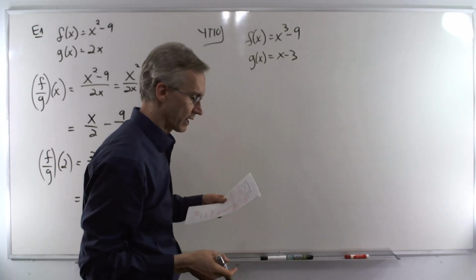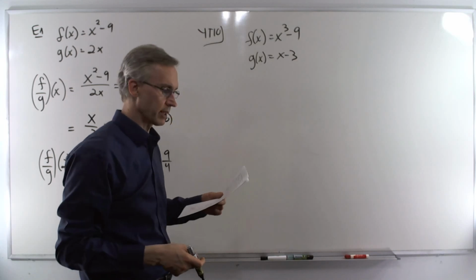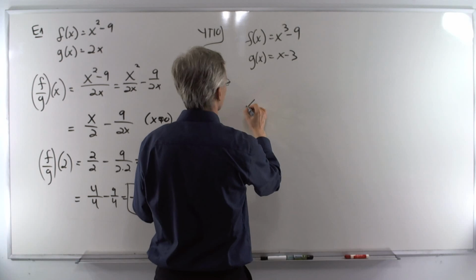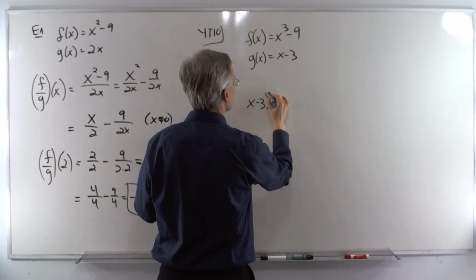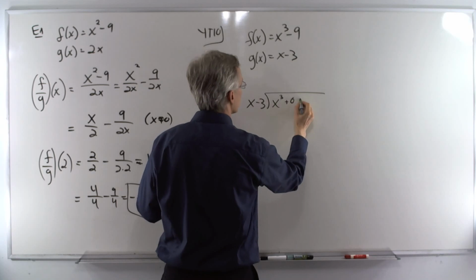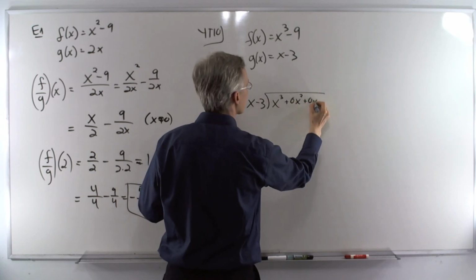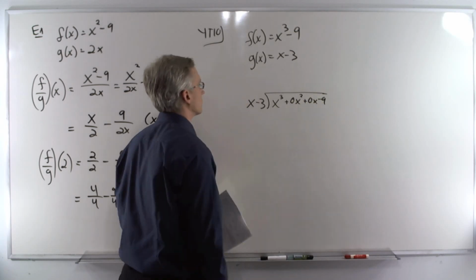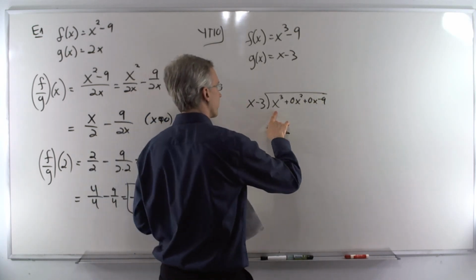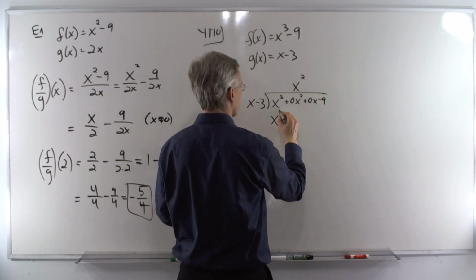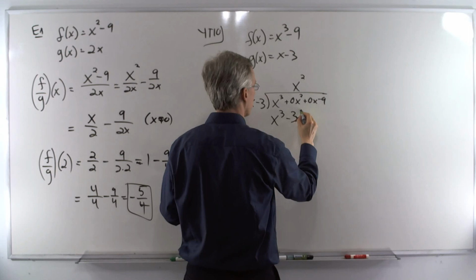Now for this one, g of x, denominator is a binomial, so we do have to do polynomial division here. So we're going to divide x minus 3 into x to the third plus 0x squared plus 0x minus 9. All right, you're going to match x to the third first. So that is an x squared up top. Distributing, it gives us x to the third minus 3x squared.